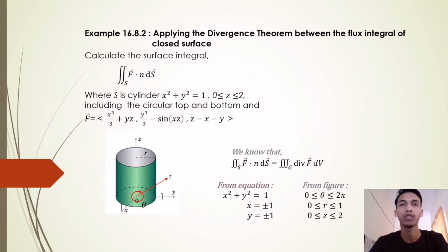From the equation given, x squared plus y squared equal to 1. So we can conclude that x and y equal to plus minus 1. Based on the diagram that has been drawn, we can find the values of theta, r, and z. The value of theta is from 0 to 2 pi, the value of r from 0 to 1, and the value of z from 0 to 2.